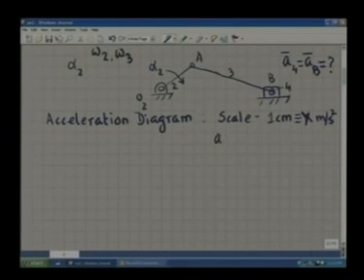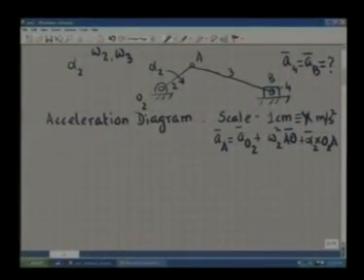So I write A is A O2 plus omega 2 squared AO plus alpha 2 cross O2A. This relationship we have derived earlier, that the acceleration relation between 2 points on the same rigid body whose angular velocity is omega and angular acceleration is alpha.